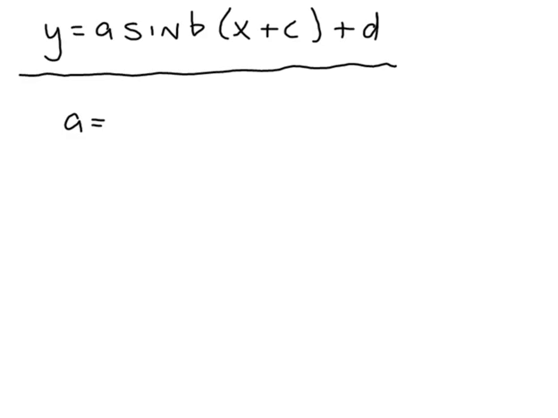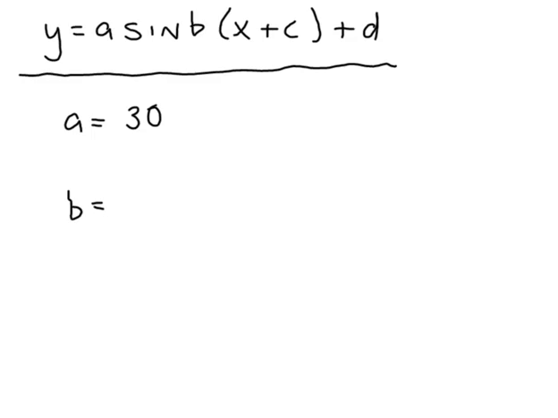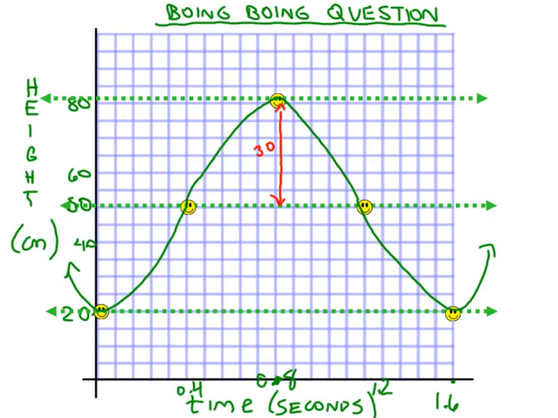B is the horizontal stretch or compression. This graph definitely has been stretched versus previous graphs, it appears, but 1 seconds might lead you to think otherwise. Let's find out for sure by utilizing a formula that we referred to last day, which requires us to equalize the period to 2 pi over b. We know that the period on this graph from this minimum to this minimum is 1.6 seconds.